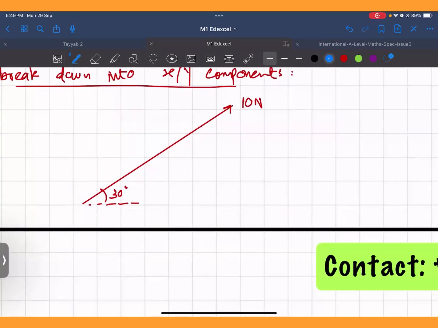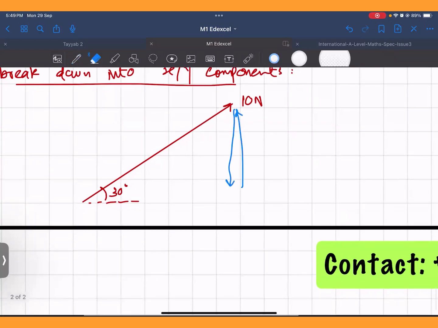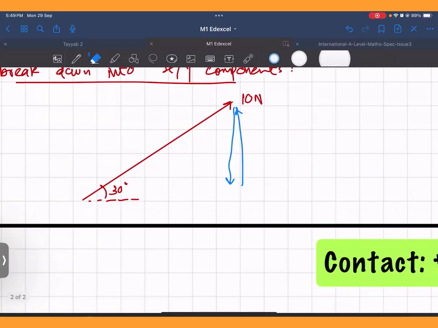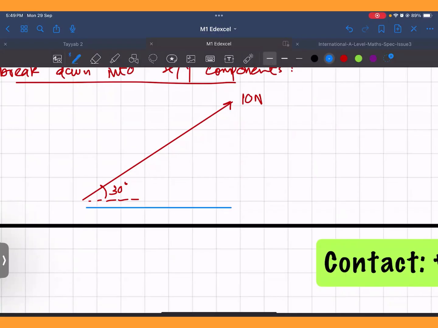The vertical component is 10 sine 30, and then the horizontal component. What is the direction of the vertical, like this or like this? Down. Wait, no, it's going up, right? So it'll be going up. Sorry, my bad. I'm just doing it in my mind. Break it down into horizontal and vertical components. This would be the one, and this would be the one.